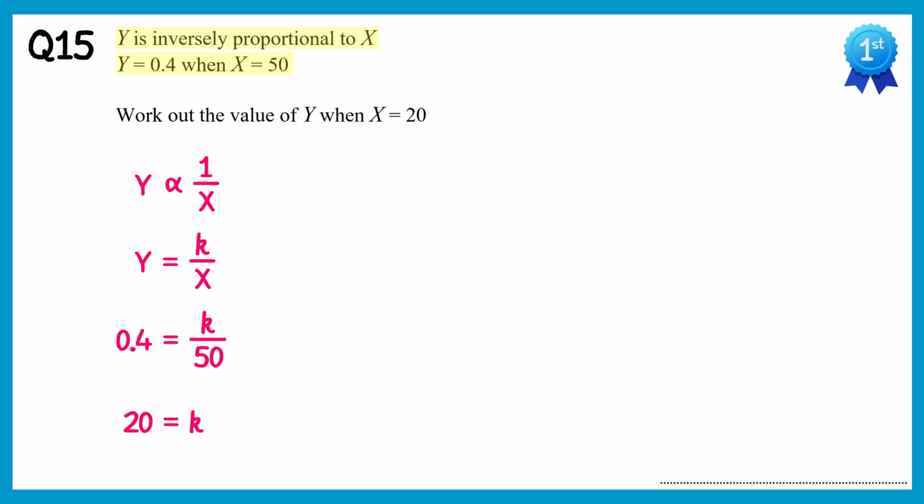If we now rewrite the formula y equals k over x, but replace that k with 20, we have y equals 20 over x. The question asks us to work out the value of y when x is 20, so all we need to do is substitute x for 20. So y will equal 20 over x, but x is 20, so 20 over 20, and 20 divided by 20 is 1. So we found that y would have been equal to 1, and that's the answer to the question.